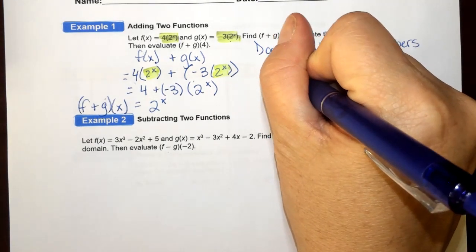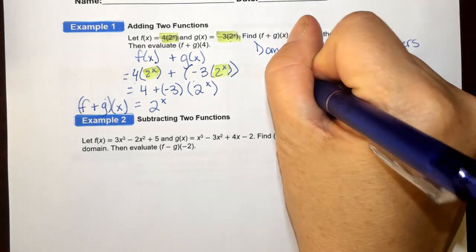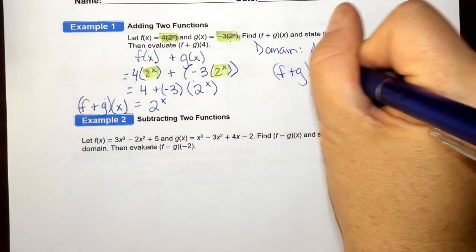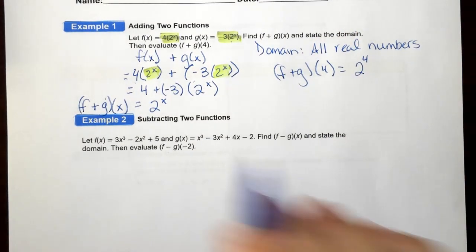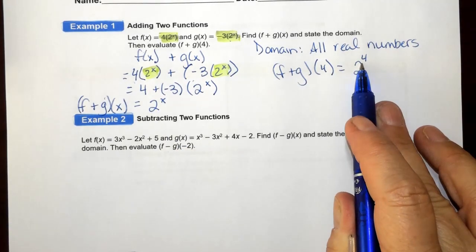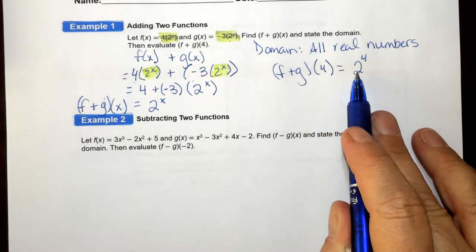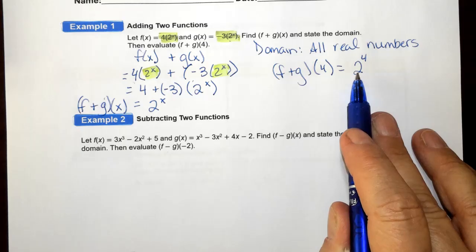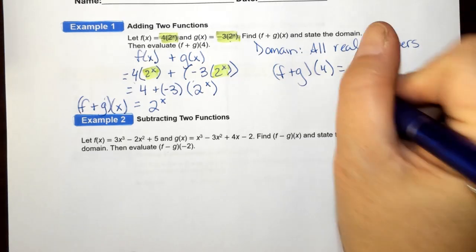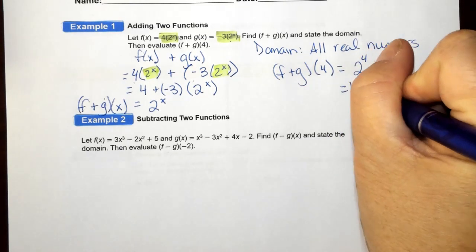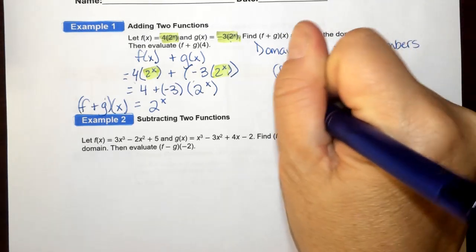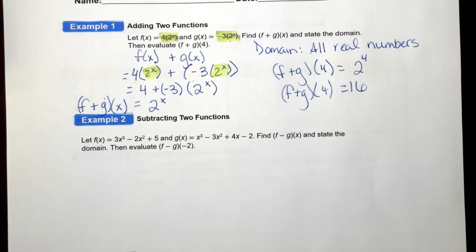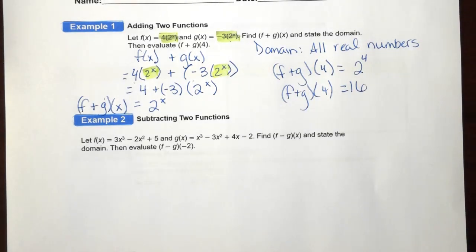Well, f plus g of 4 is equal to 2 to the 4th power. So we're taking our function, we're replacing x with the value, and if you did 2 to the 4th power in a calculator, or 2 times 2 times 2 times 2, you would get 16. So f plus g of 4 is equal to 16. You're simply adding them together.